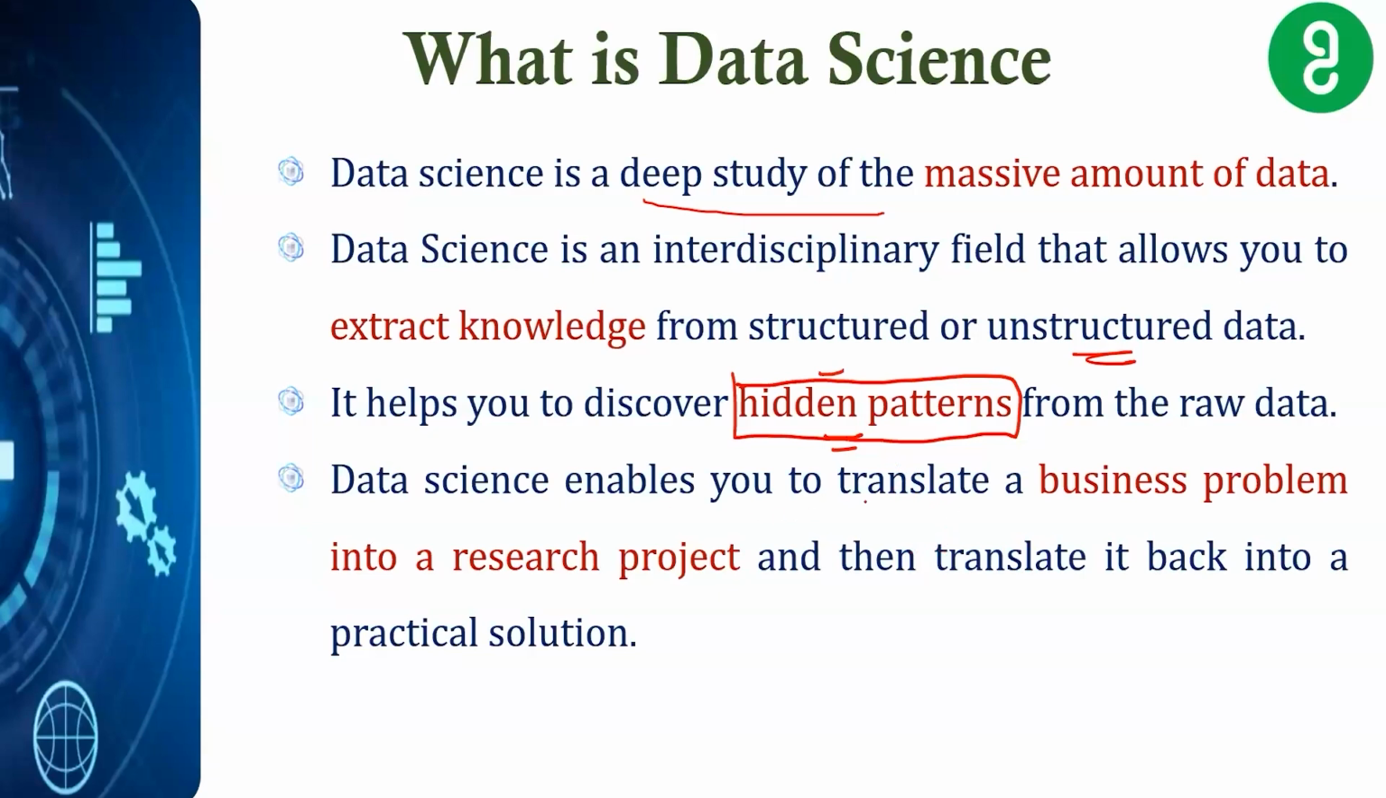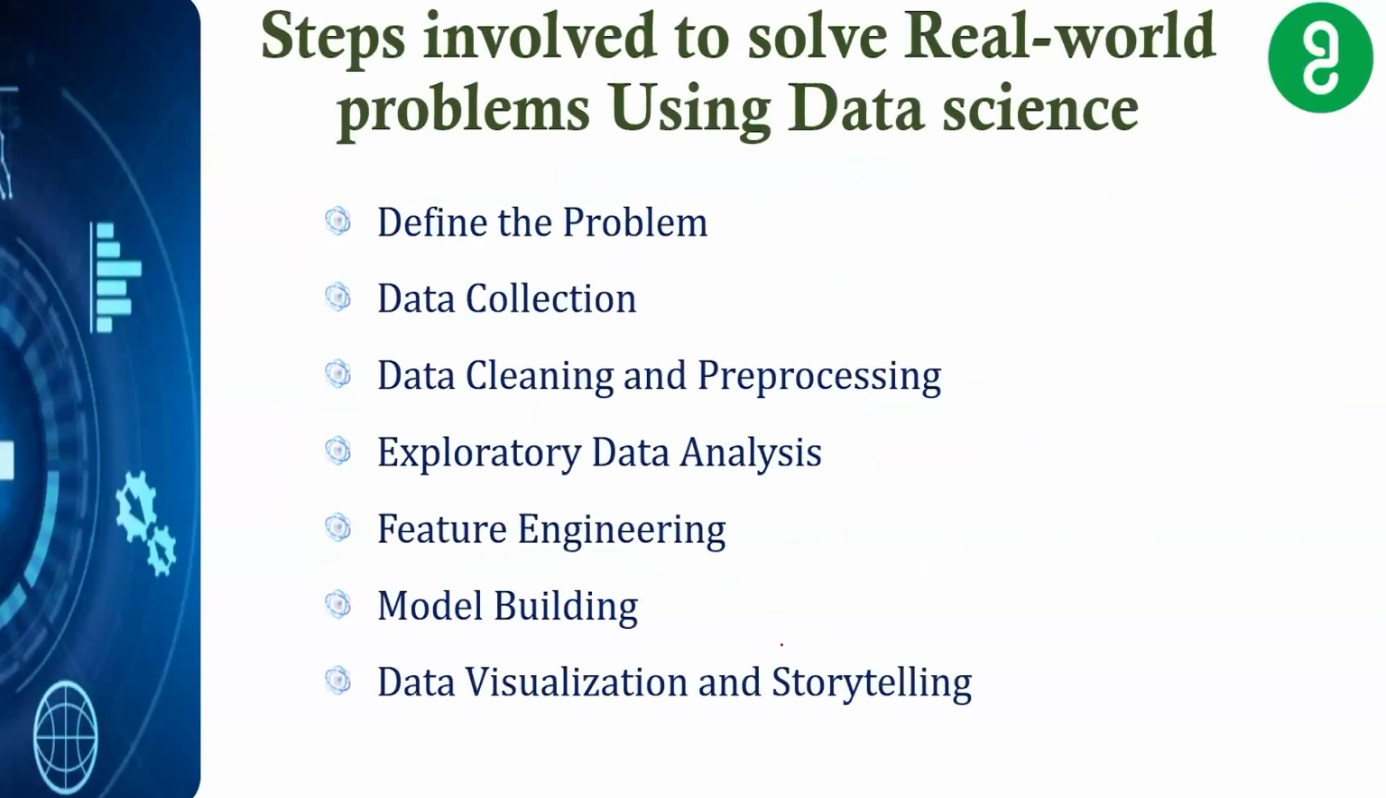So data science enables you to translate a business problem into a research project, and then you can translate it back into a practical solution. Okay, so this is the formal way of defining data science. And what are the steps I have to follow in a real world problem? How can I solve real world problem use cases using a data science approach? For that purpose, we have 7 important steps. You should follow 7 important steps.